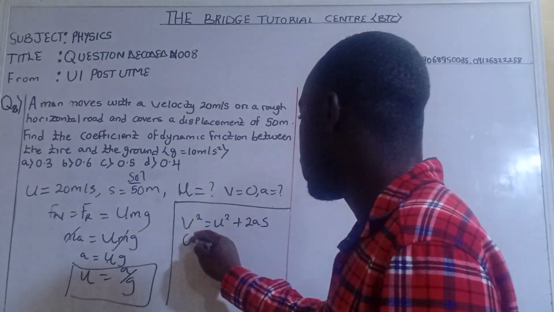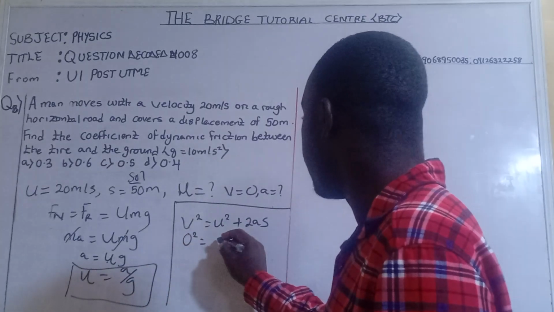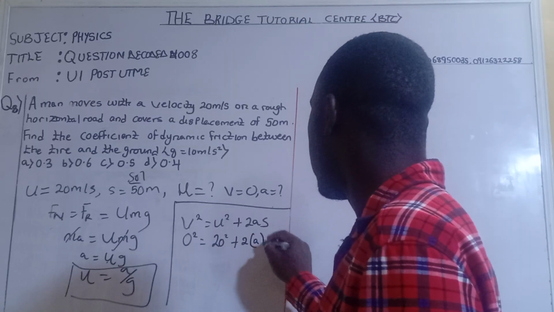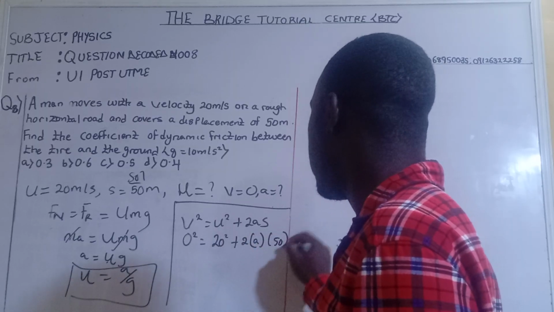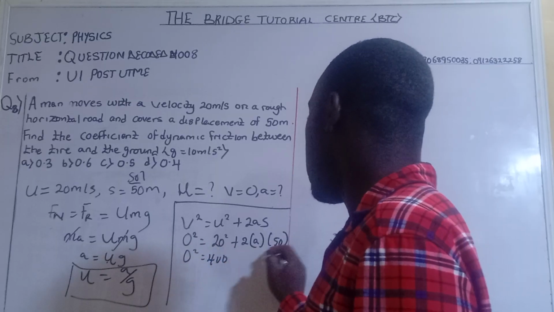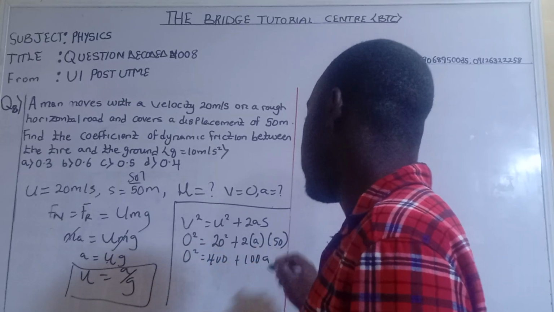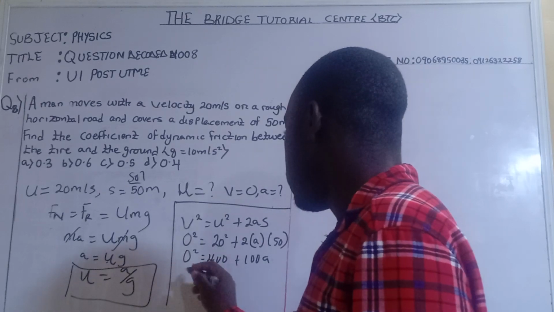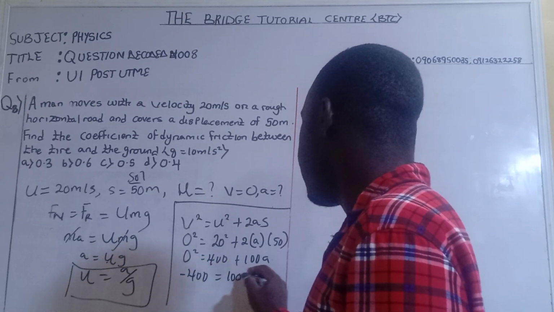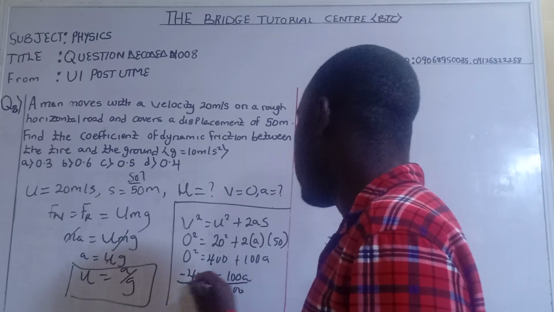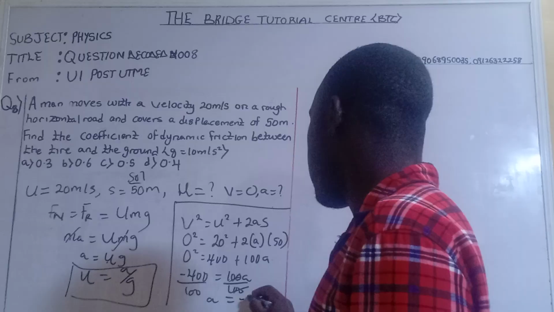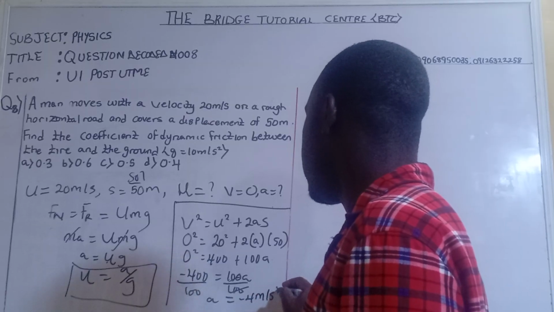So what's our v? 0. So we have 0 square equals, what's our u? 20 square plus 2 into bracket, we are looking for a, and our s is 50. So 0 square equals 400 plus 100a. Making a the subject, we have minus 400 equals 100a. Divided by 100 on both sides, our a, as you can see, is negative: minus 4 meters per second square.